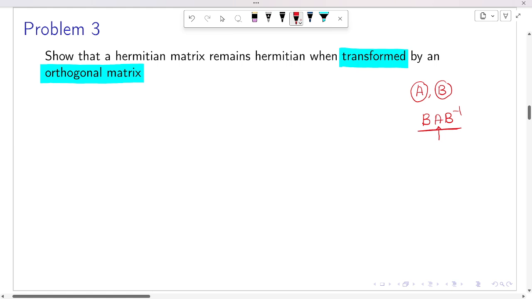So here we want to transform a Hermitian matrix by an orthogonal matrix. Let this Hermitian matrix be H and the orthogonal matrix be A. So we want to transform H by A. We will calculate A H A inverse, and we want to prove that this A H A inverse is Hermitian. That is what we need to prove: the conjugate of A H A inverse is equal to A H A inverse. So this is the idea. Let us hit the problem.